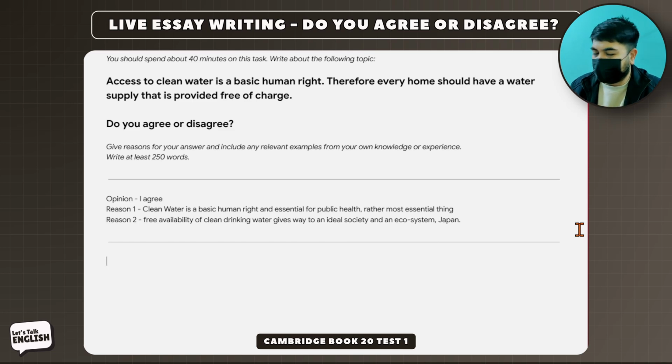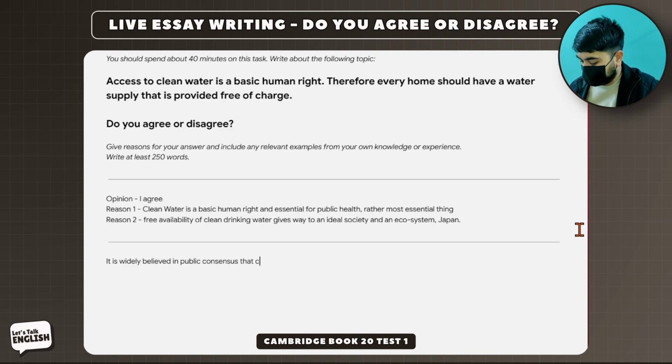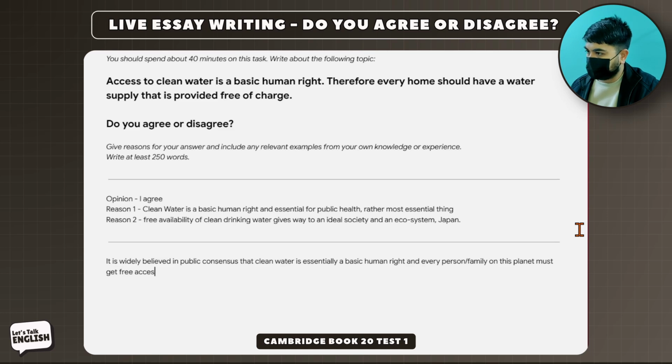Okay, cool. So, first of all, I need to paraphrase the question statement. How does that go? It is widely believed in public consensus that clean water is essentially a basic human right, and every person and family on this planet must get free access to it. That's my paraphrased question statement.